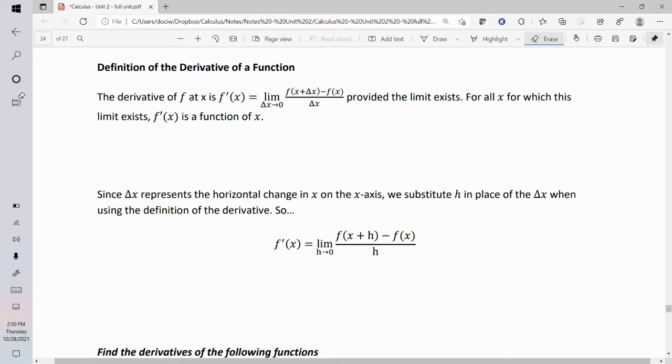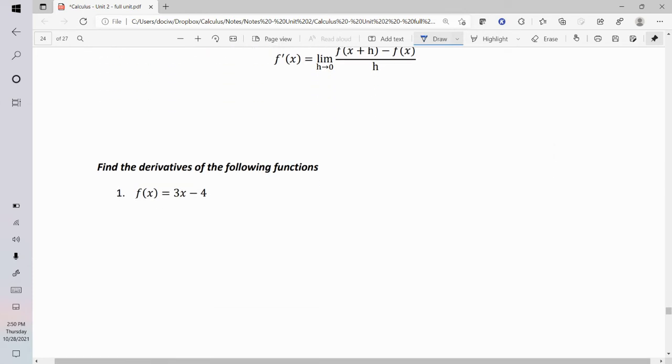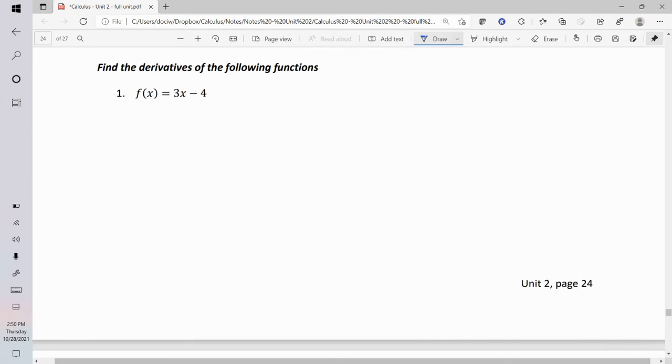Remember that if we know f of x, we find f of 2 by substituting 2 in for the x. To find f of x plus h, we'll substitute x plus h in place of the x. So let's begin by looking at just a couple of exercises here.